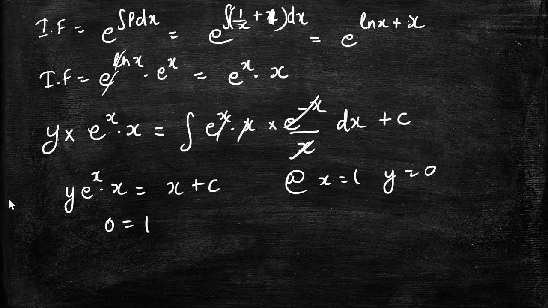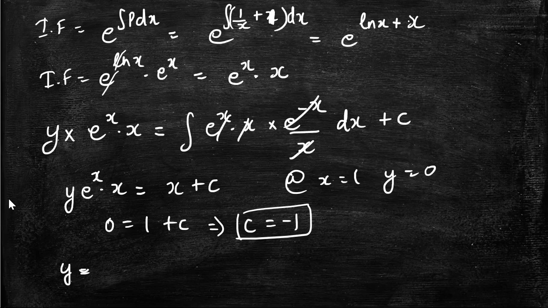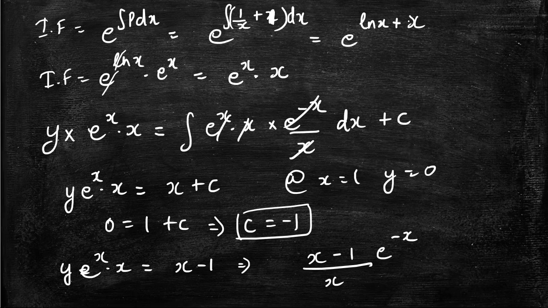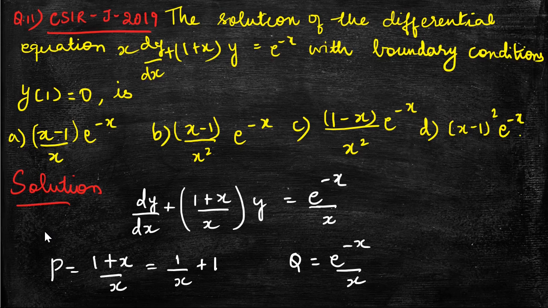So 0 is equal to 1 plus c, which gives you c is equal to minus 1. Now use this over here. y e power x dot x is equal to x minus 1, which will be y equal to x minus 1 divided by x, times e power minus x. Let us see if there is any such option over there. Yeah, option A.